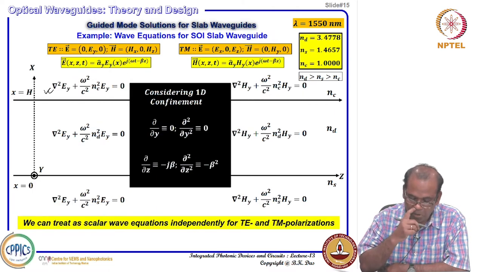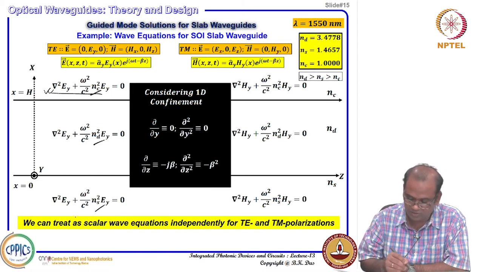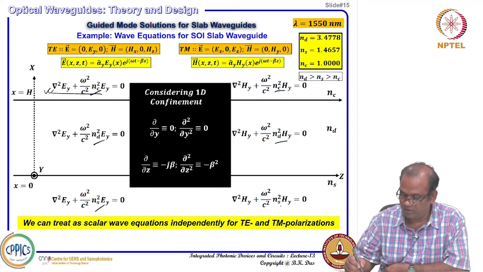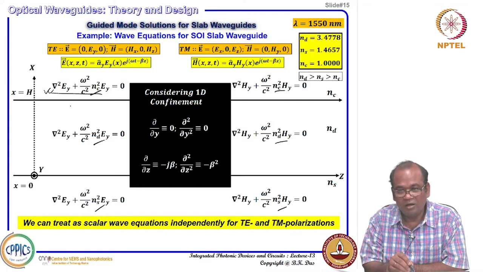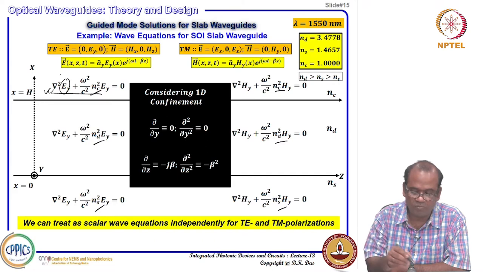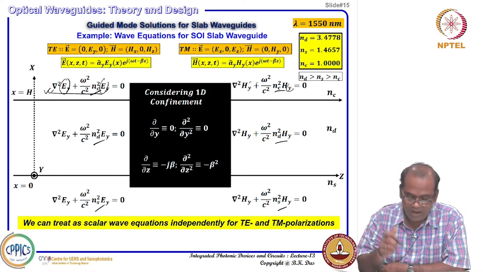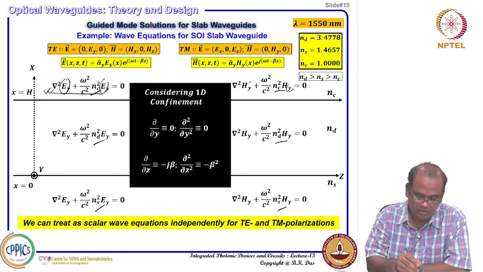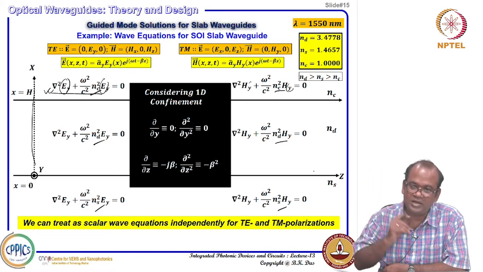Okay. So, I have just written del square E y, del square E y, del square E y, with the only difference being n c, n d, n s, three different media. Right. So, now it is no more a vector equation. You do not need to consider more than one component here, only one component of the magnetic field. So, you can treat them like a scalar. And in this scalar, if you just consider this frame, this is the X axis, this is the Z axis, and along the Y direction, it is infinitely extended.